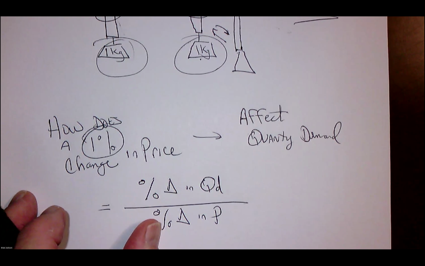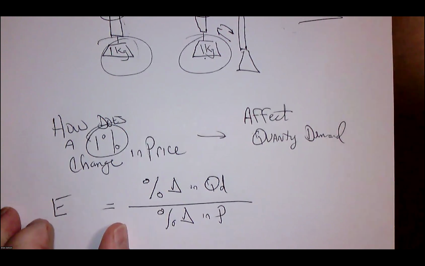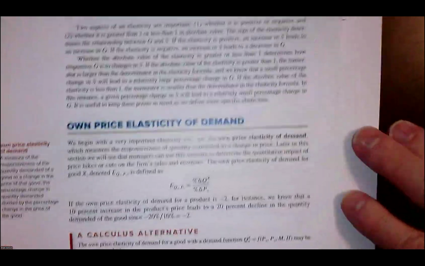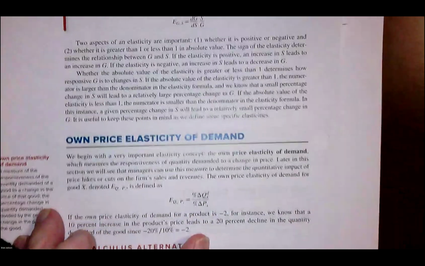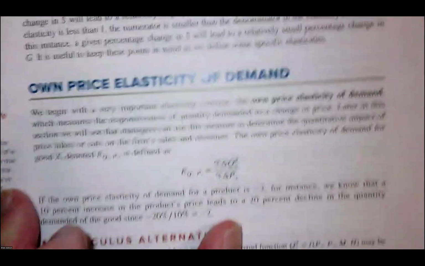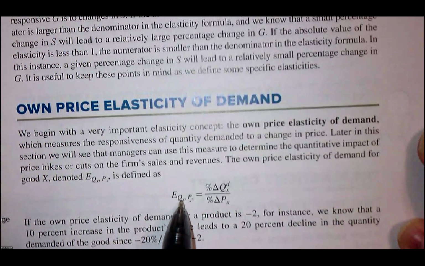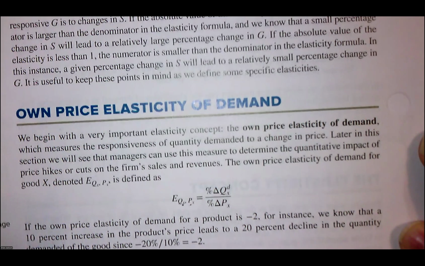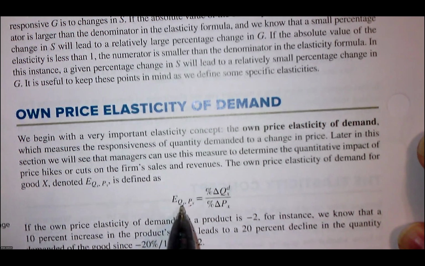Your text uses the symbol E for this, and you're going to see this on page 76 of your book. We call this the own price elasticity of good X. The quantity is given this way: it's the percent change in the quantity demanded of X divided by the percent change in the price of X. It's kind of hard to read these subscripts, but basically this is the variable that responds to a change in this variable.